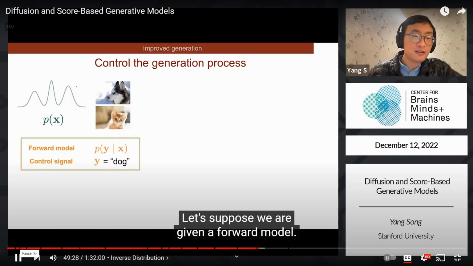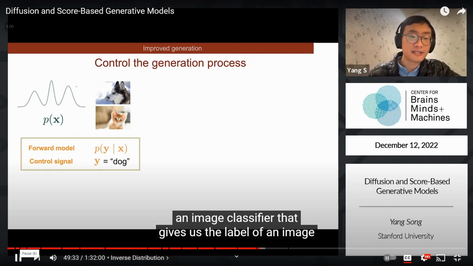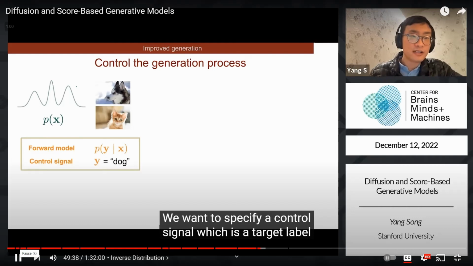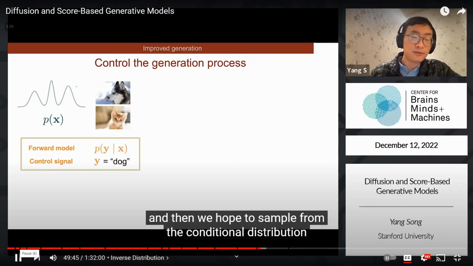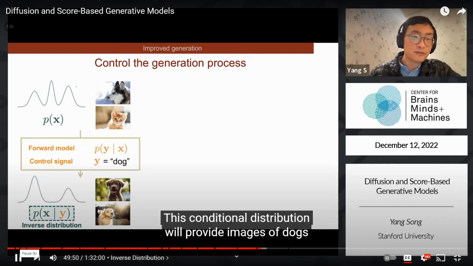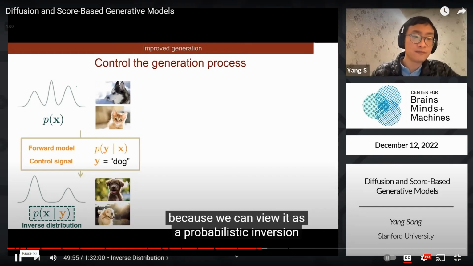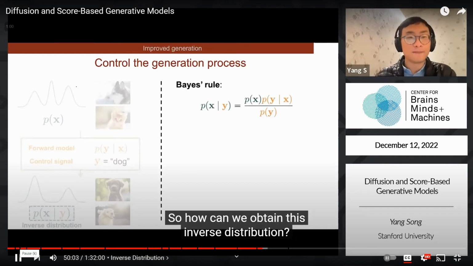Let's suppose we're given a forward model. So this forward model is basically an image classifier that gives us the label of an image Y from any image X. We want to specify a control signal, which is a target label Y. We want to specify the target label to be dog. And then we hope to sample from the conditional distribution of X given Y. This conditional distribution will provide images of dogs only. It is called the inverse distribution because you can view it as a probabilistic inversion of the forward model. So how can we obtain this inverse distribution?